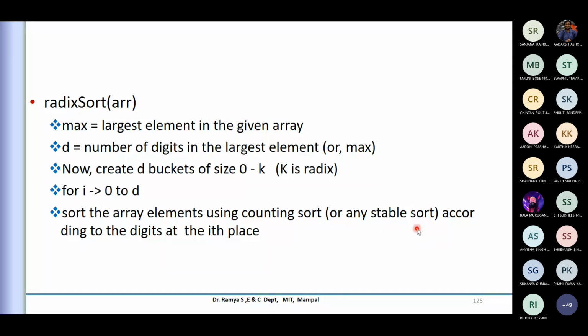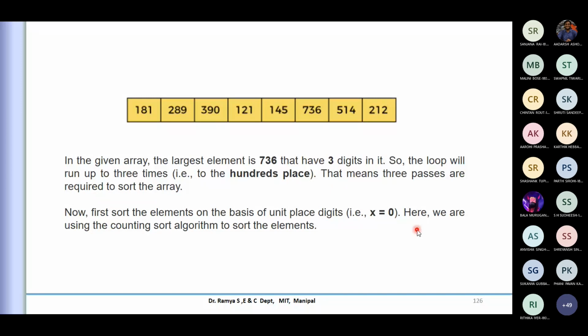We call this a stable sort because if the same number is repeated twice, then also we are able to get a similar kind of hierarchy or category there. So we call this a stable sort. Okay, so we'll take one example here.